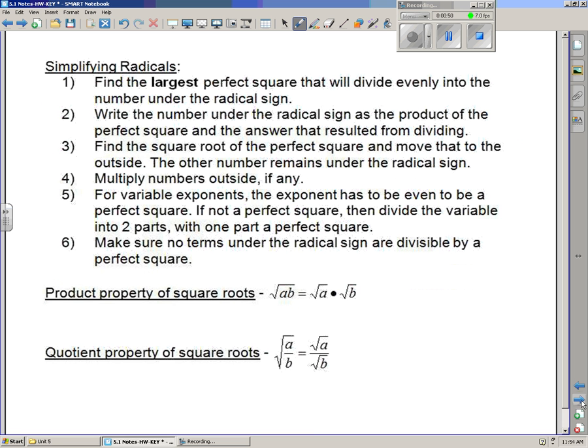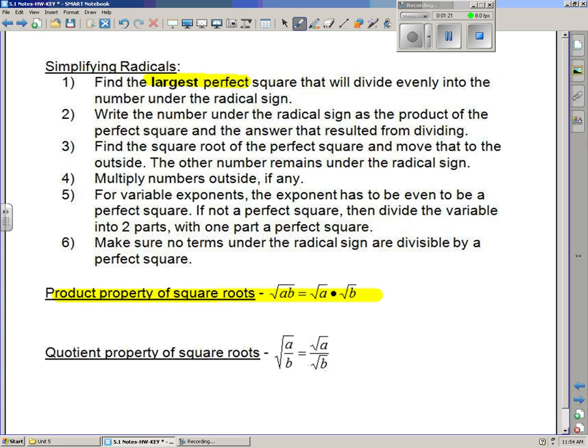When you simplify radicals, the idea is you want to find the largest perfect square that divides evenly into the number that's under the radical sign. You're going to write that number under the radical sign as a product of the perfect square and the answer resulting from dividing. All that basically means is you're going to use this product property of square roots. If you've got two numbers under the radical, you're going to find the largest number that's a perfect square, and then you're going to find the other number that divides into what you're looking at.